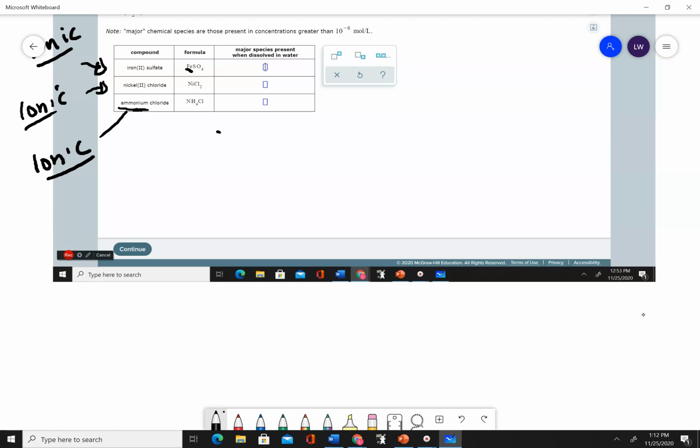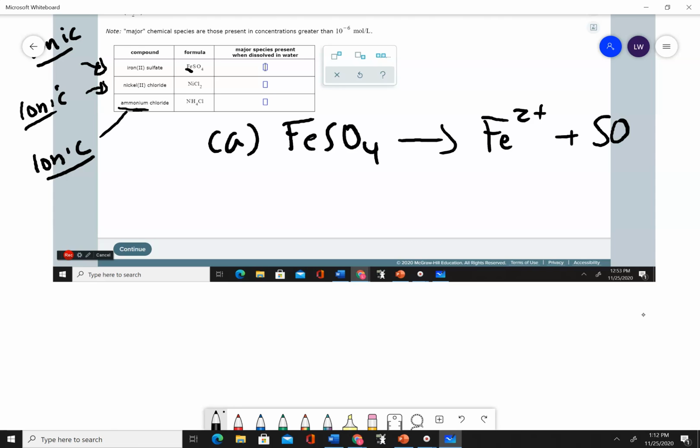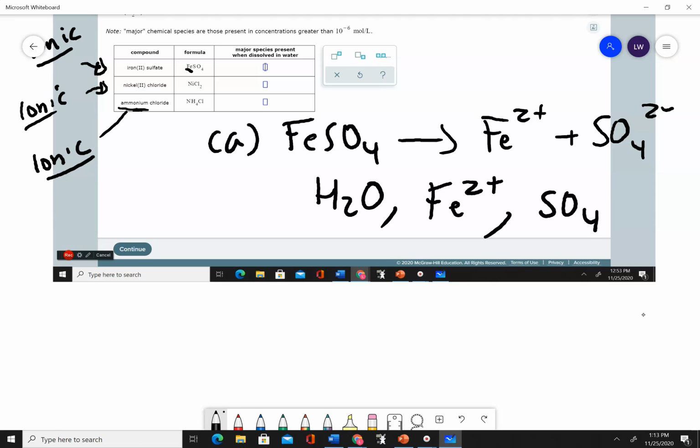So in the first case, we've got FeSO4, and we're told that it's iron 2 in the name. So again, don't dissociate your polyatomic anion in this case. So these guys must have equal and opposite charges in order to establish neutrality. So the answer for the first one, we've got water. That's going to be there by far in the largest amount. And then we've got iron 2+ ions and sulfate anions. And those guys are going to be in a 1-to-1 ratio.